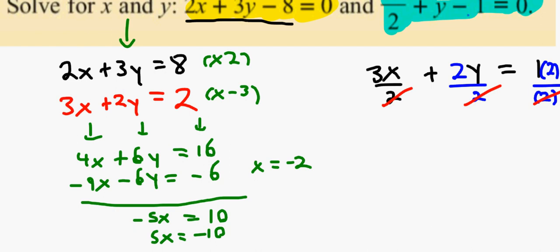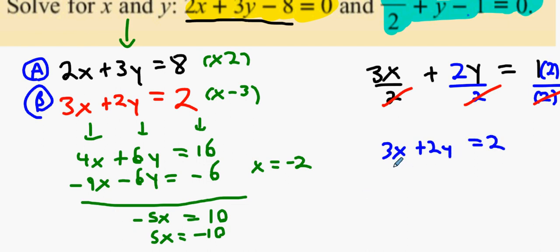Now, with all simultaneous equations, you won't pick up full marks for just the x, so you need to find the y as well. You have two equations at the very beginning. You have your A and your B. Pick one of them. So we chose B. Could choose A just as easily. Change the x for a minus 2.